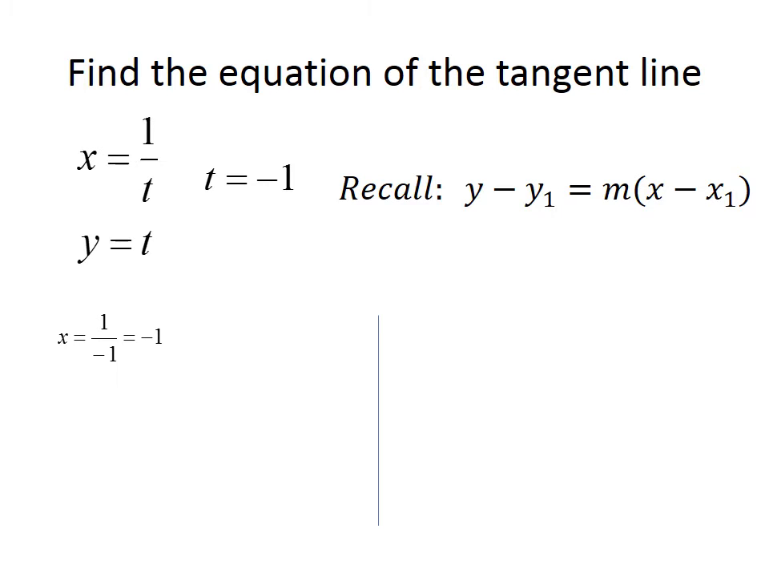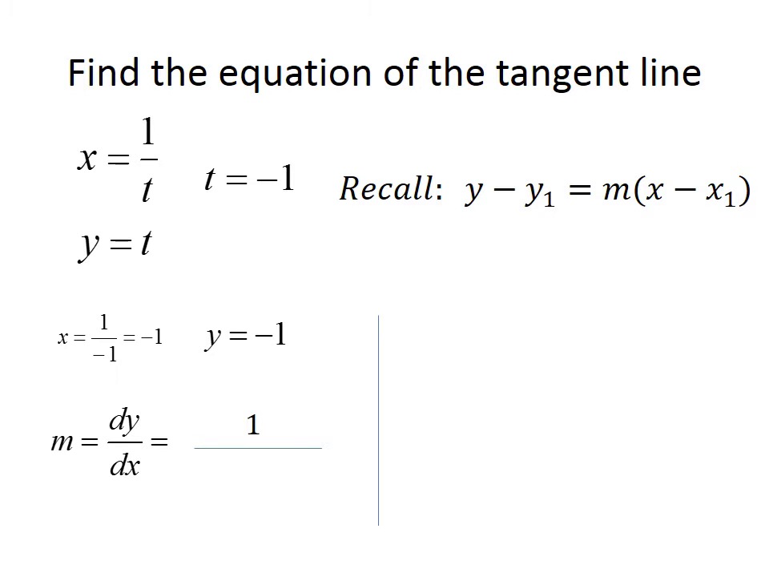Well, I'm starting by finding x, because what I've given you is t equals negative 1. So now I have to find the x and the y coordinates. To find x, I replace t with negative 1. To find y, well, y is equal to t, so y is equal to negative 1. So I have the point negative 1, 1.